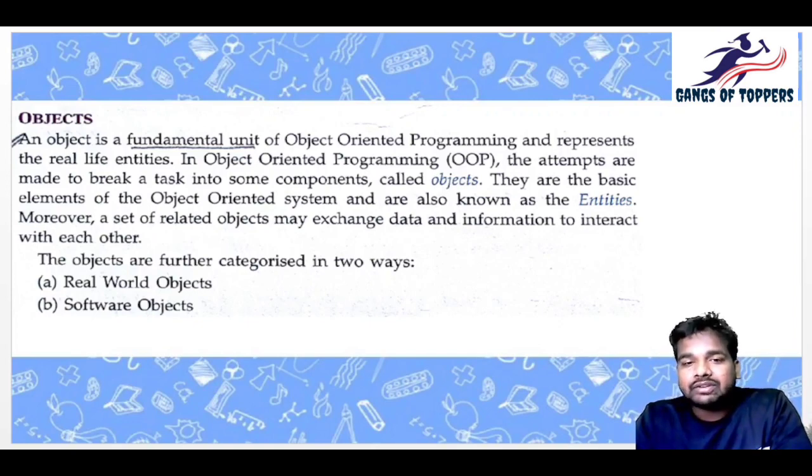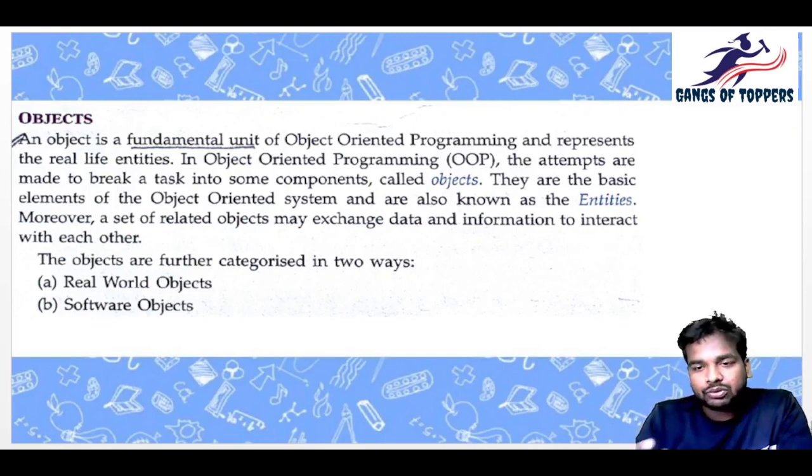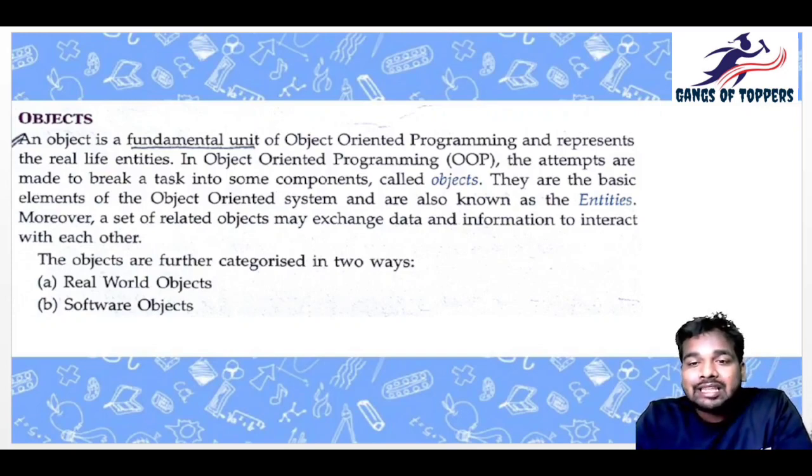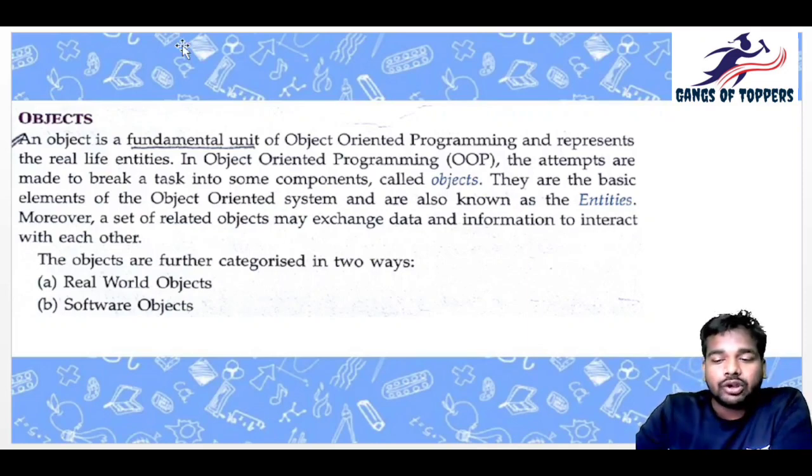After this, we will see that a set of related objects exchange data and information with each other. While developing the program, suppose the object has some connections with other objects. They can exchange data and information in order to interact with each other. Now in this session, we will see that objects can be further categorized into two ways. The first one is the real world object and the second one is the software object.